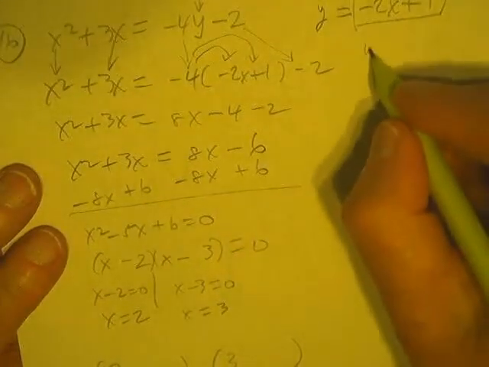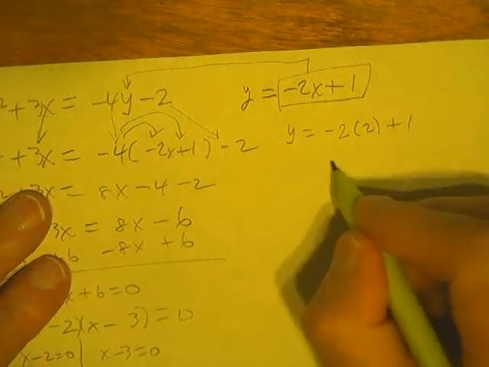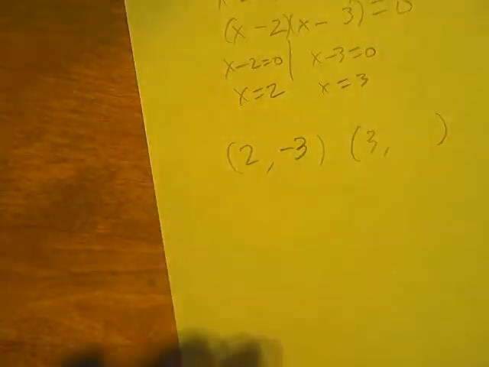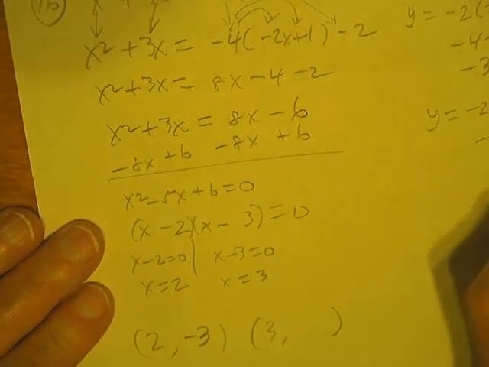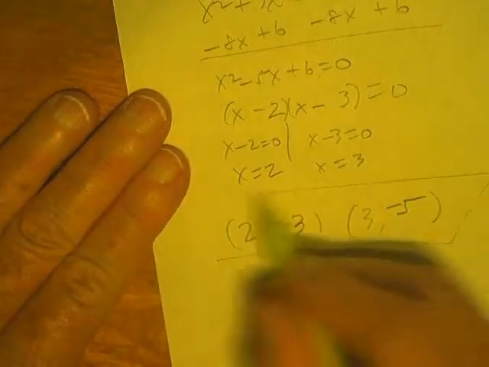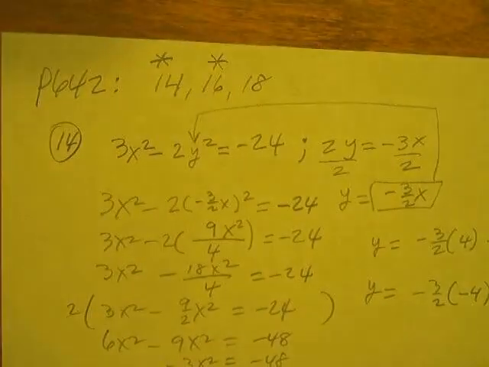So I want to let x be 2. Y equals negative 2 times 2 plus 1. That's negative 4 plus 1, that's negative 3. Negative 3 goes here. Now let's put 3 in there. Y equals negative 2 times 3 plus 1, that's negative 6 plus 1, that's negative 5. Put negative 5 right there, box it, and you're good. And we've done 16. You'll do 17 on your own. Okay, and now let's go and get 18. We're almost done with this.